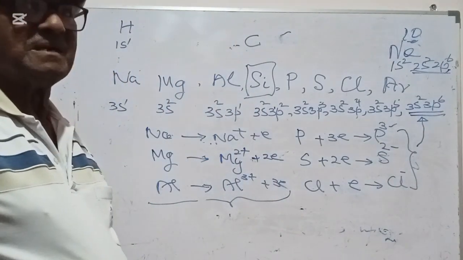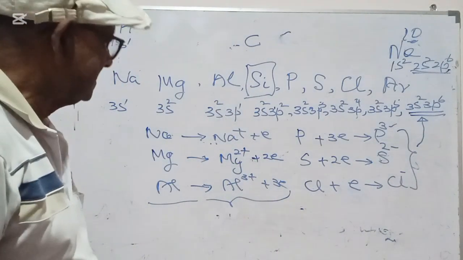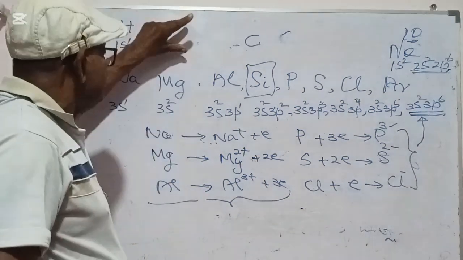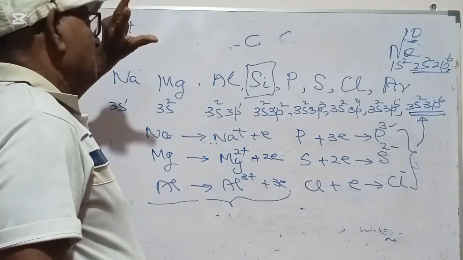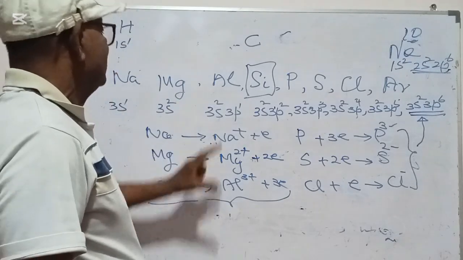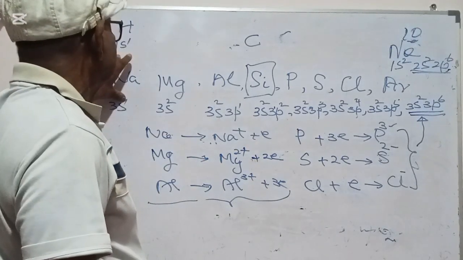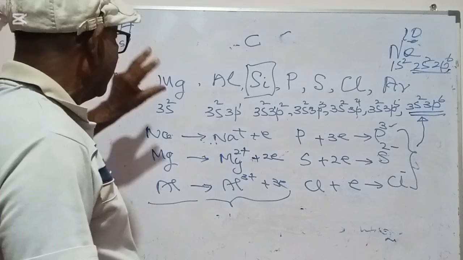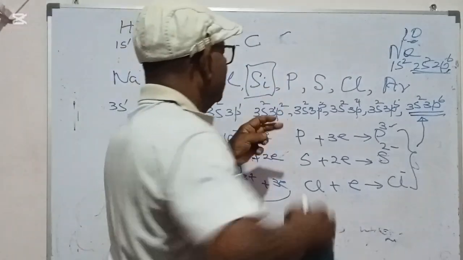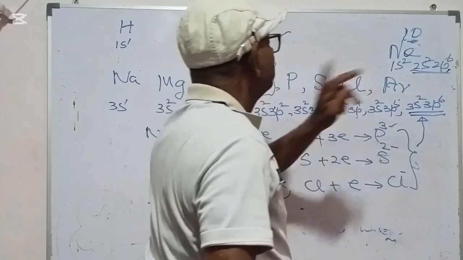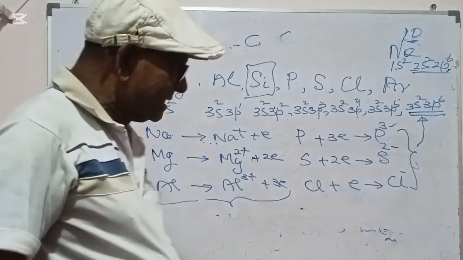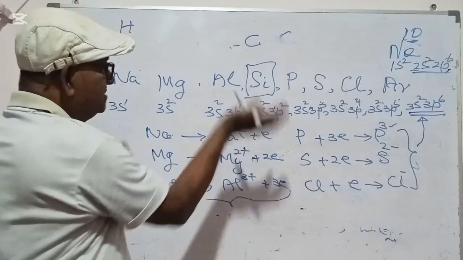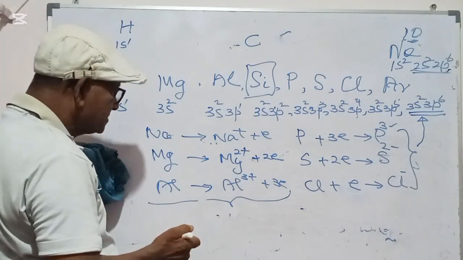Now they become stable, right? So it is clear that, similarly as in the second group elements, the third group elements also form positive ions. The right side elements form negative ions. Then I'll explain here how the compounds are formed. Here also same.